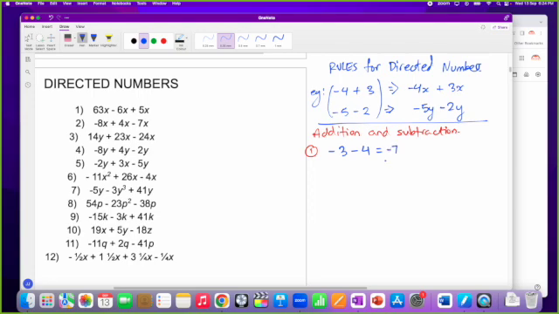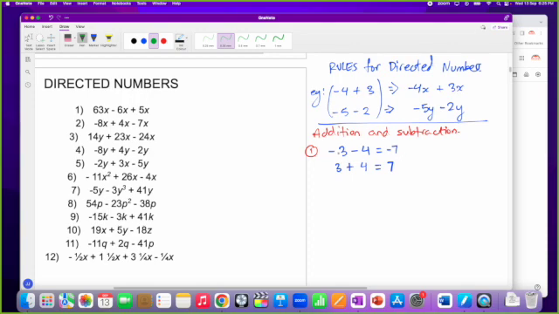-7. And we have 3 plus 4. That's 7. What do you notice about both of these questions? The signs are what? The same. Just the signs are the same.